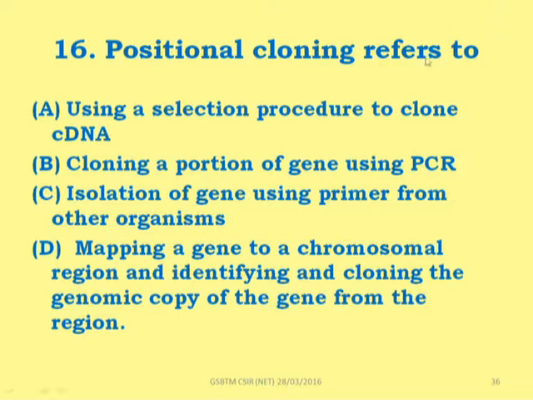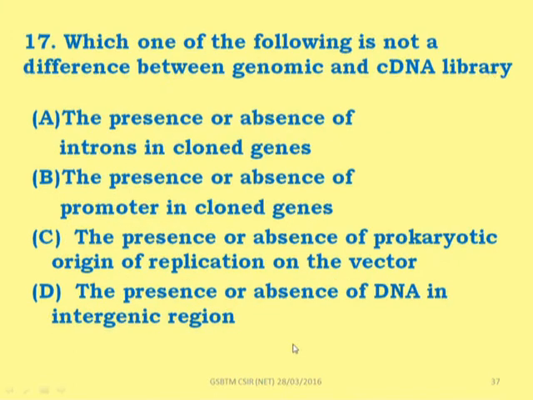Okay. One more straightforward question. Positional cloning refers to using a selectable selection process to clone cDNA? Not right. Cloning a portion of a gene using PCR? That's an application of PCR. Isolation of a gene using primers from other organisms? No, this is not right. Mapping of a gene to a chromosomal region and identifying and cloning the gene copy from the region is the right answer. Positional cloning gives the idea of the location of particular genes on the genome. So this is a straightforward question. There is no need of explanation.